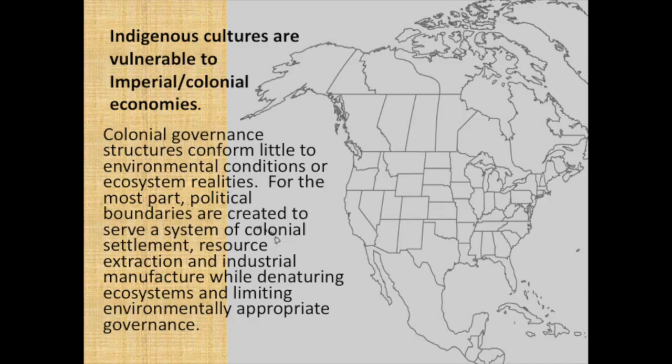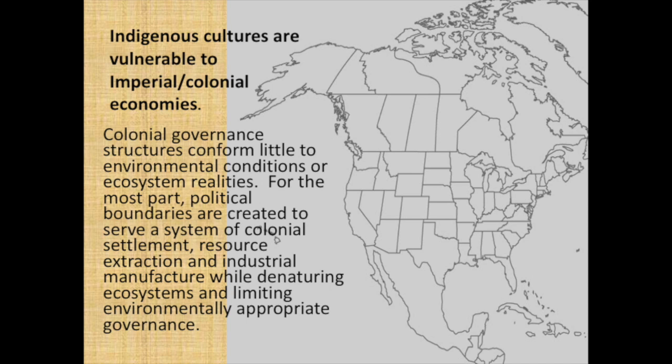And so this map, which is very similar to the one that I showed you before, except that the designations of states and provinces are divided into geometrical forms. Colonial governance structures, they conform little to environmental conditions or to ecosystem realities. For the most part, political boundaries are created to serve a system of colonial settlement, resource extraction, industrial manufacture, while denaturing the ecosystems and limiting environmental appropriate governance.